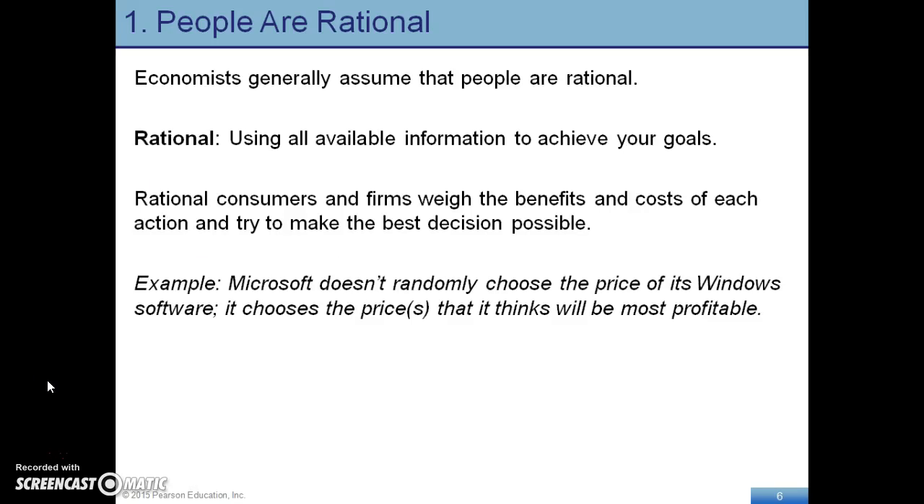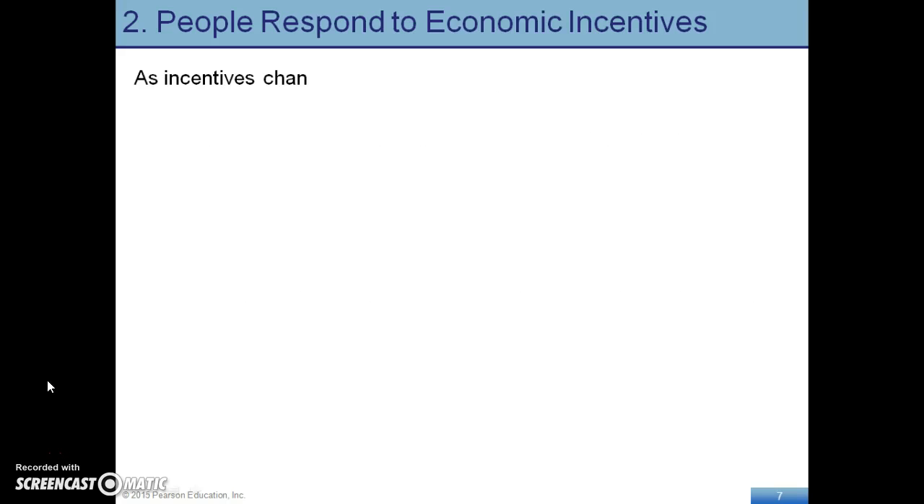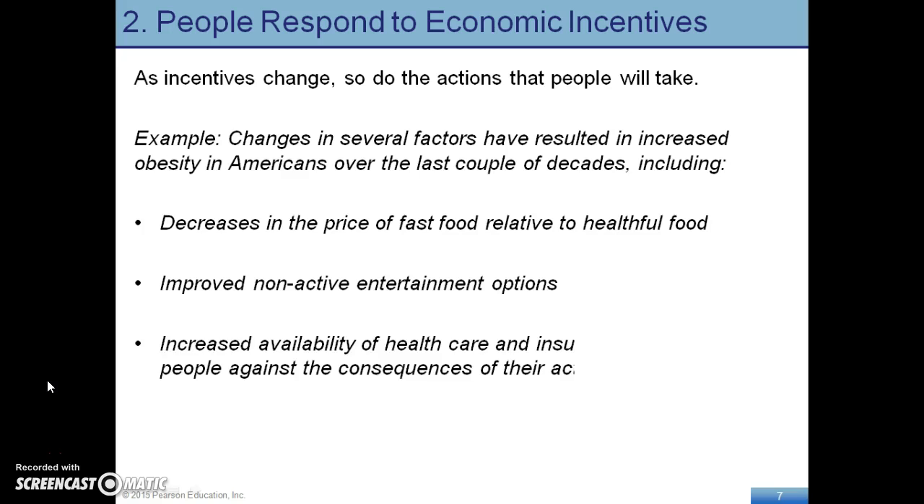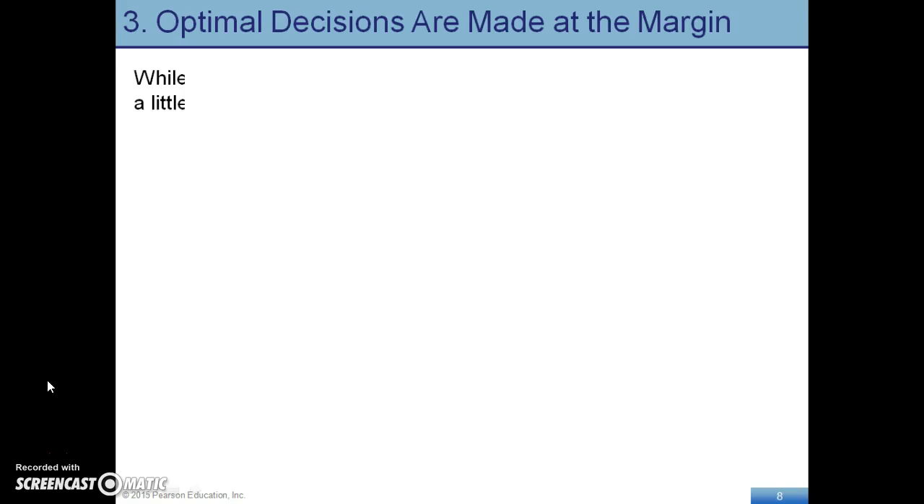Now, in this course, we assume that people are rational in the decisions that they make. We also assume that consumers respond to incentives. So if you go to a store, you'll notice that if there is a sale, you'll be more willing to buy the good or service because of the sale or incentive.